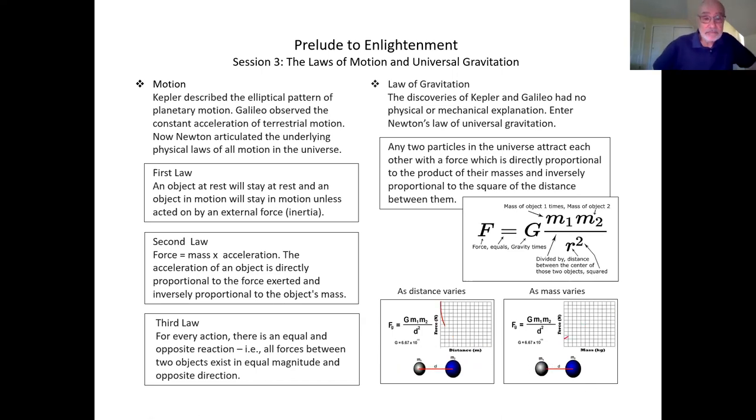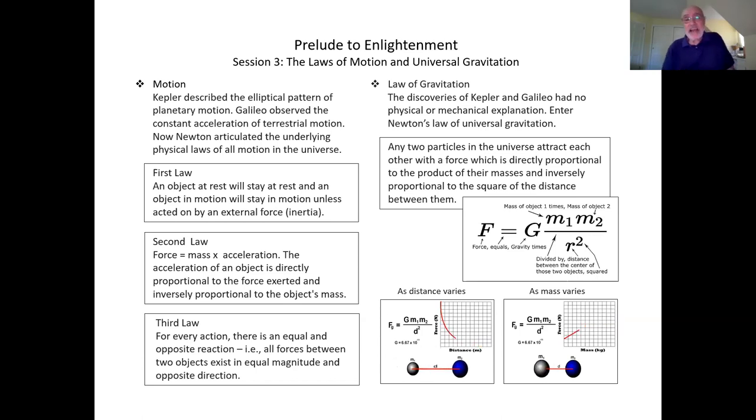The third law, that for every action, there is an equal and opposite reaction. That is, all forces between two objects exist in equal magnitude and opposite direction. So the beginnings of Einsteinian relativity. As one object pulls the other one towards it, it is being pulled towards the other one equally and in an opposite relationship.